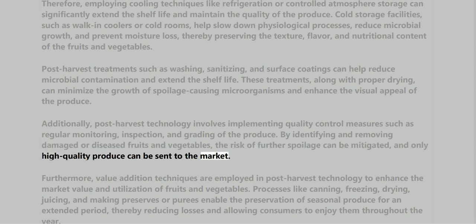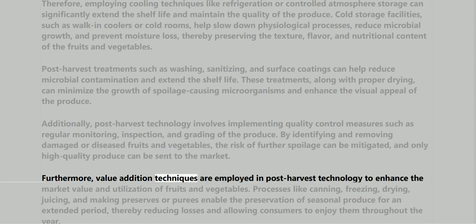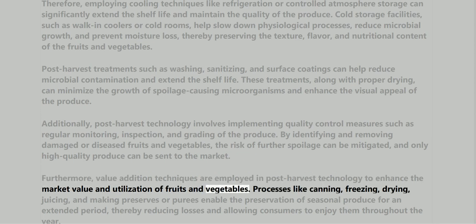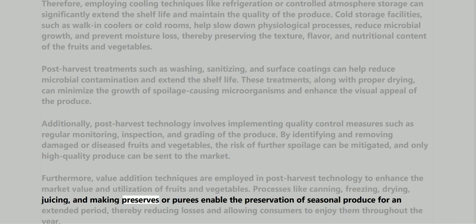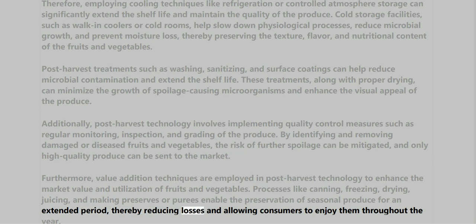Furthermore, value addition techniques are employed in post-harvest technology to enhance the market value and utilization of fruits and vegetables. Processes like canning, freezing, drying, juicing, and making preserves or purees enable the preservation of seasonal produce for an extended period, thereby reducing losses and allowing consumers to enjoy them throughout the year.